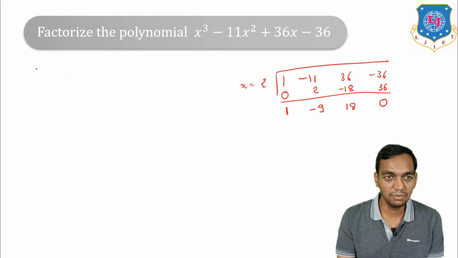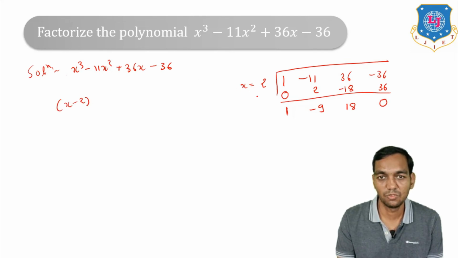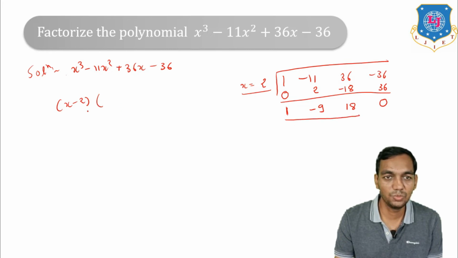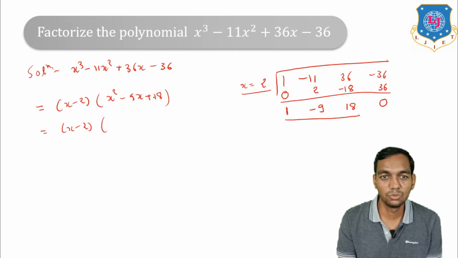So if you are starting with the expression x cube minus 11x square plus 36x minus 36, one factor is going to be x minus 2 from this one. And the other factor is going to be from this one. It is going to be x square minus 9x plus 18. Okay. Now again, this is a quadratic term. So we are going to write down the factors of 18 whose addition is 9. So we have 6 times 3 is 18.